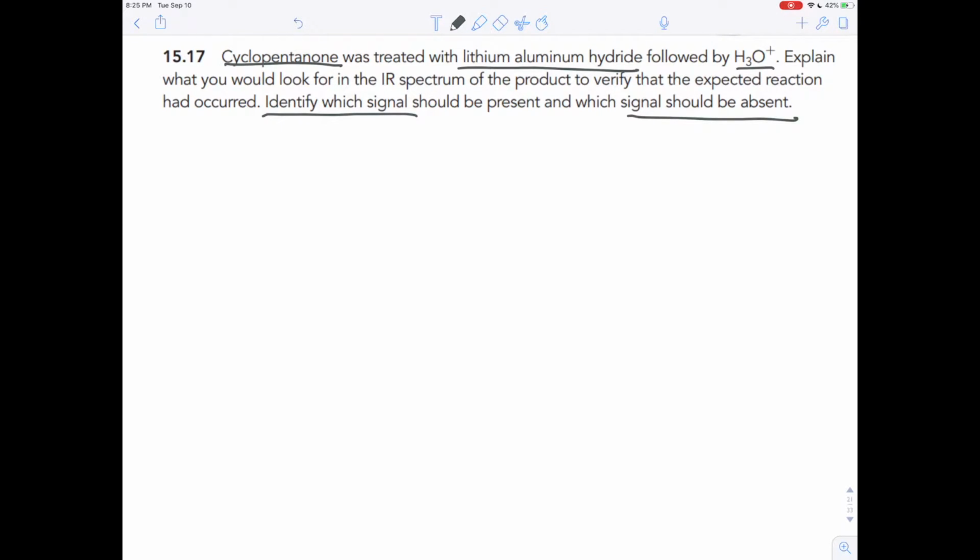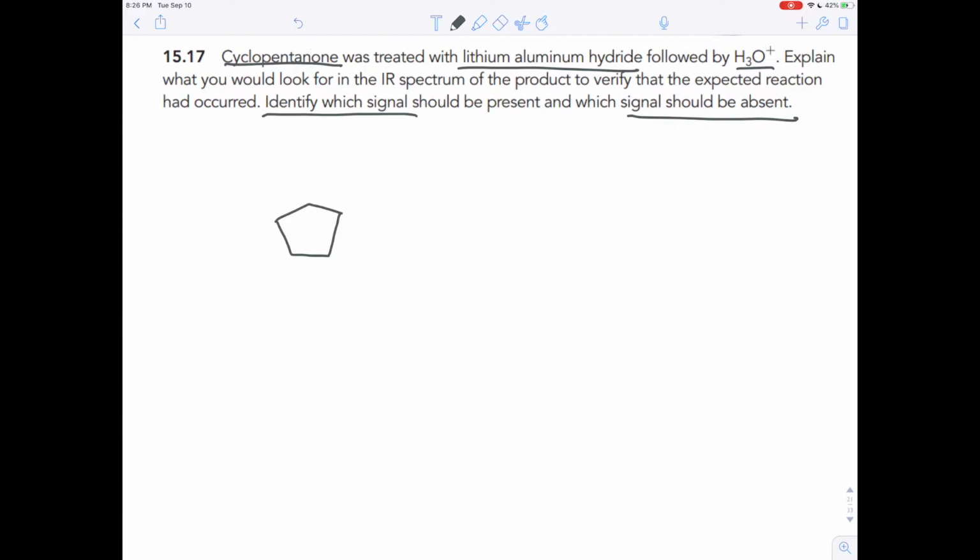Alright, well, the first thing to do here is to draw the reactants. We'll figure out how they react with each other to produce a product, and then we'll compare the reactant with the product. Cyclopentanone. Well, pent means we're dealing with 5 carbons, and cyclo means they're going in a ring, so it'll look a little bit like a pentagon.